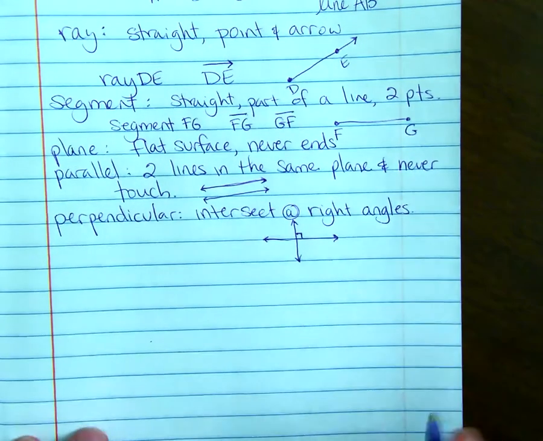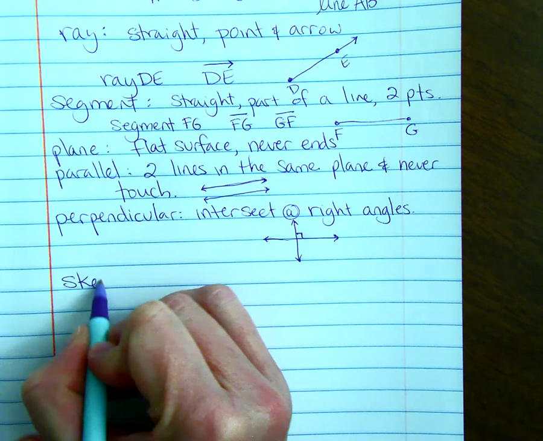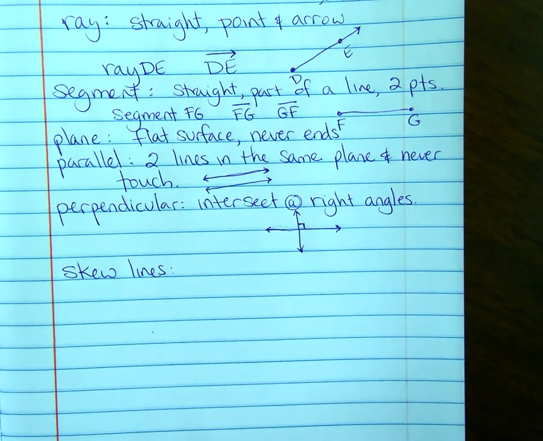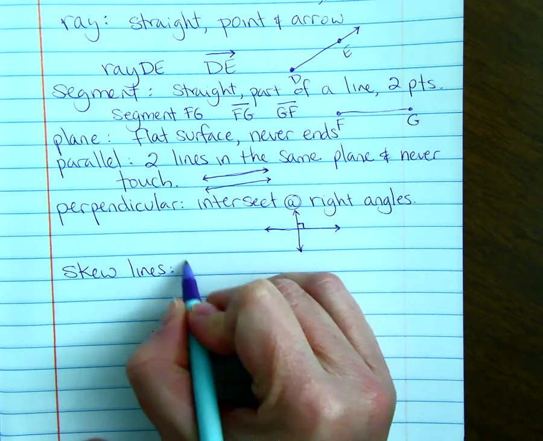Now skew lines are two lines that are in different planes and never intersect.